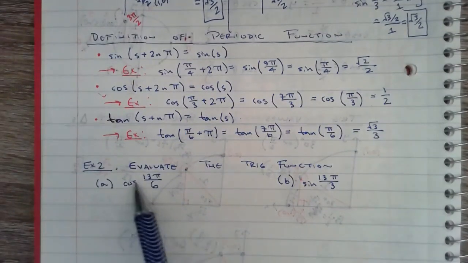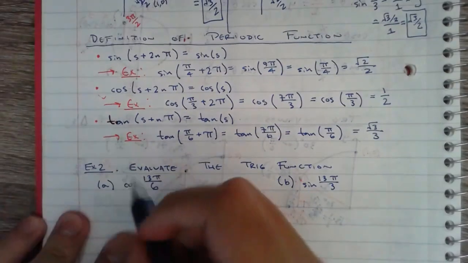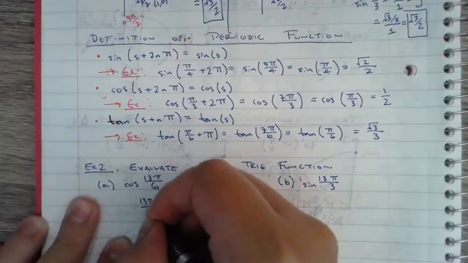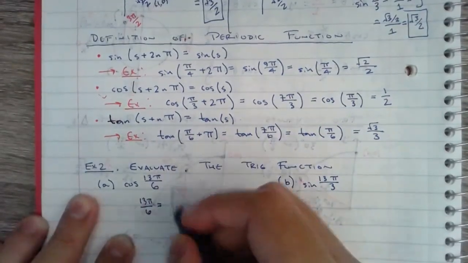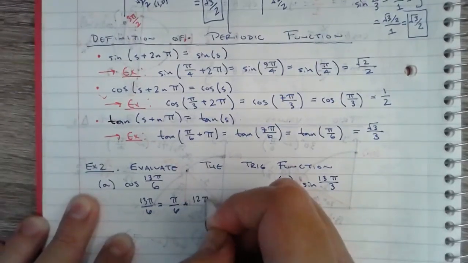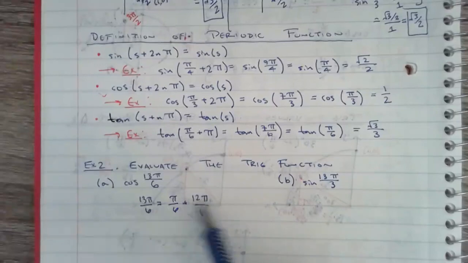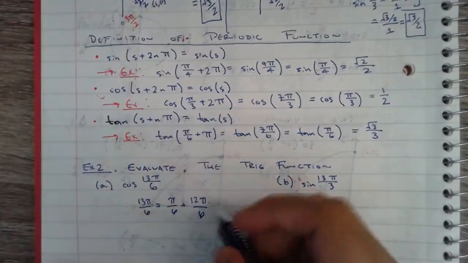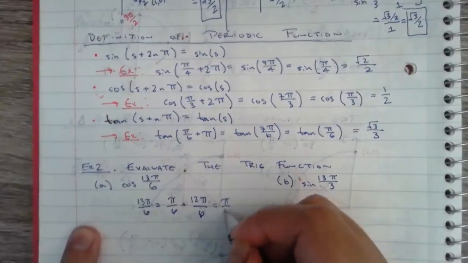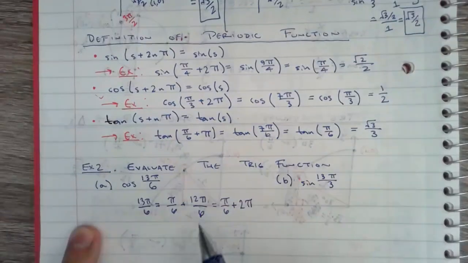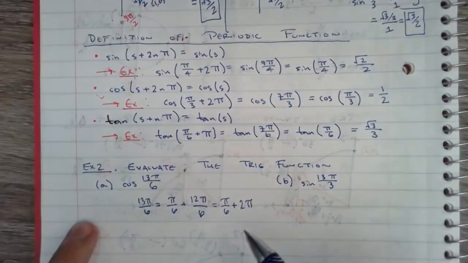Now let's go to example number 2. Cosine of 13 pi over 6. Alright, before we do that, I'm going to work out 13 pi over 6. You know that 13 pi over 6 is the same thing as pi over 6 plus 12 pi over 6, right? Because pi plus 12 pi gives you 13 pi. Now, if you take a look at this, you get pi over 6 plus 2 pi. Why is it 2 pi, Mr. Rubio? Because 12 divided by 6 gives you 2 pi.